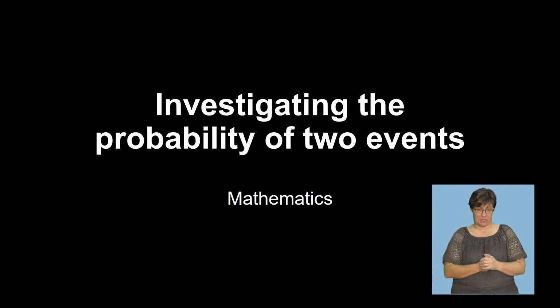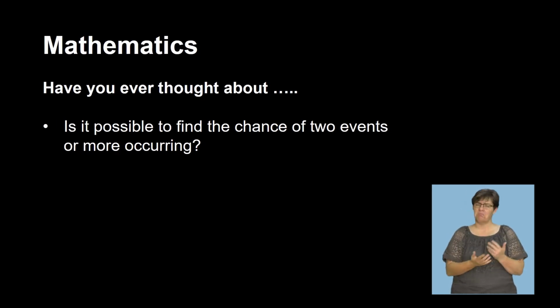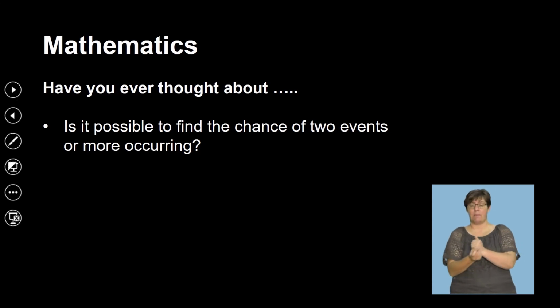So let's have a look at what we're going to do and ask some questions about calculating the probability when we have more than one event taking place, either at the same time or shortly after. So, investigating the probability of 2 events, have you ever thought about, is it possible to find the chance of 2 or more events occurring?